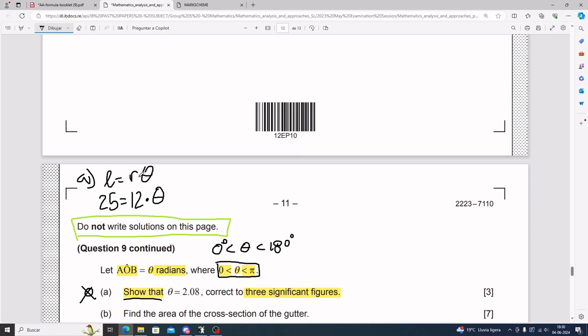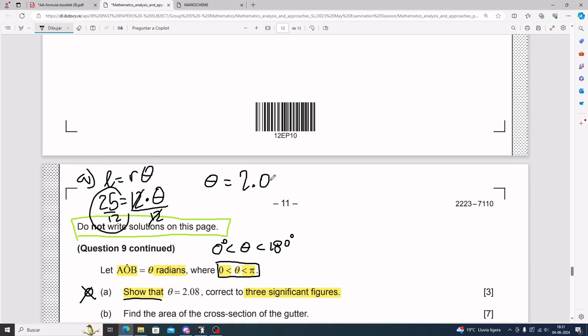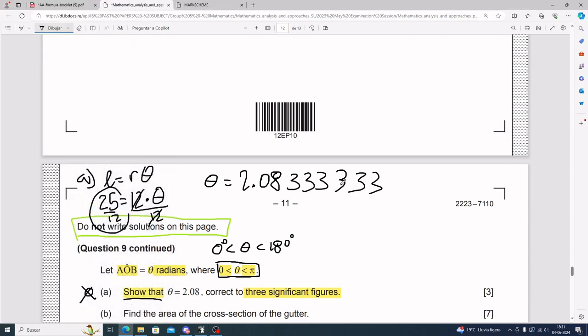From here, you can get theta alone. To get theta alone, you can divide by 12 on both sides, so this goes away with this. Theta equals 25 divided by 12. Let's check our trusty calculator. 25 divided by 12 gives you 2.0833333, and the threes keep going. If I'm not mistaken, yes, that sounds correct.